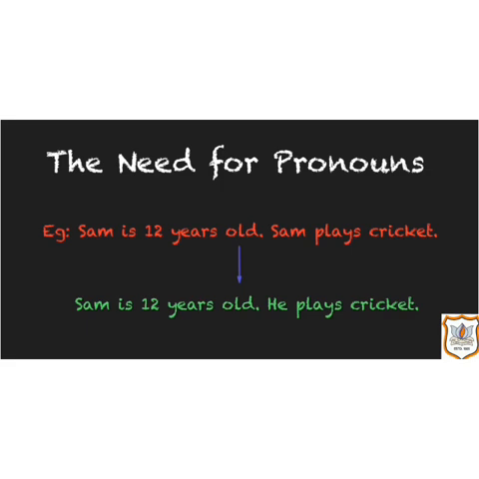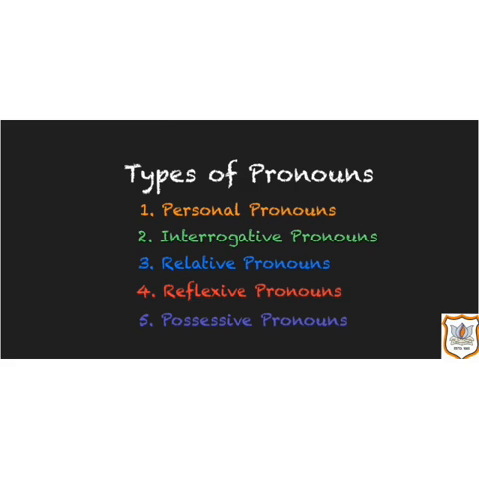For example, Sam is 12 years old. Sam plays cricket. But why use the word Sam again and again? Instead of Sam, we can use he. Sam is 12 years old. He plays cricket. Now, we will be learning about the types of pronouns.